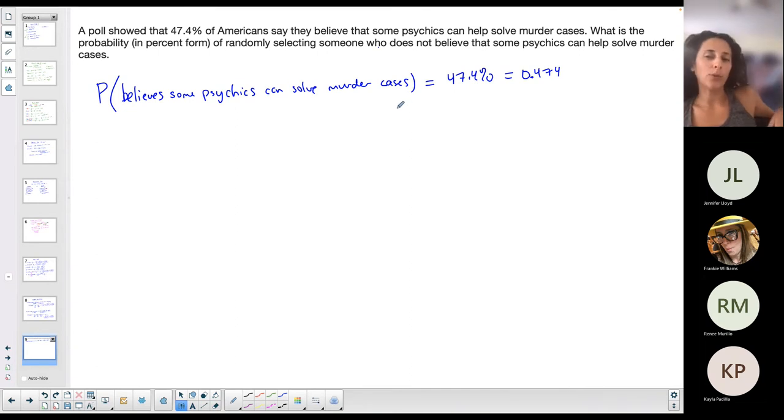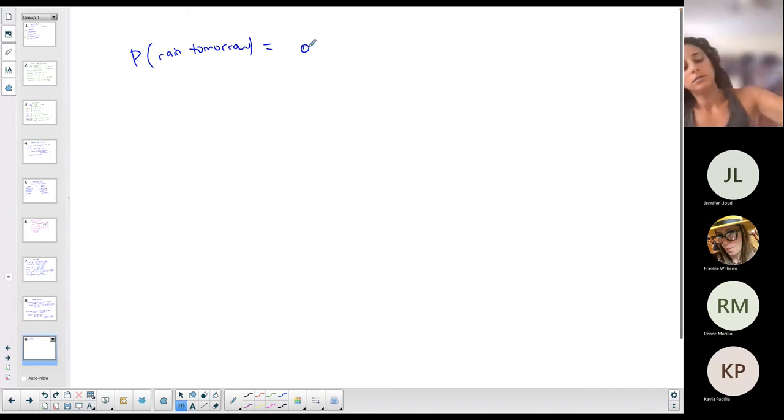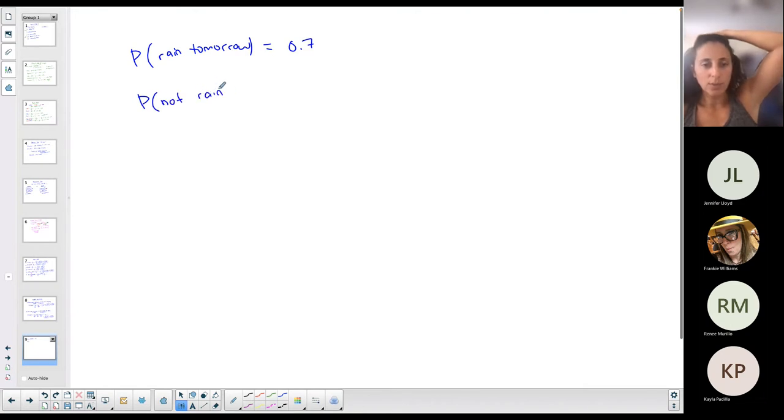This is a good example of the complementary case. Let me ask you something. If I tell you the probability that it will rain tomorrow is 70%, and I ask you, what's the probability that it does not rain tomorrow? What are you going to tell me?